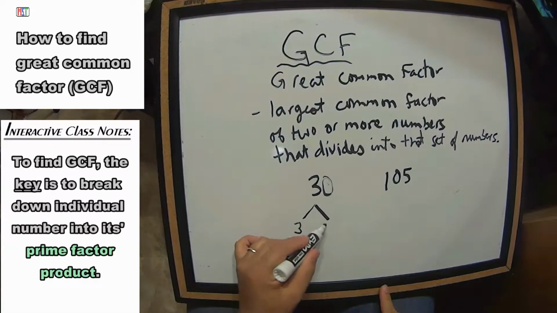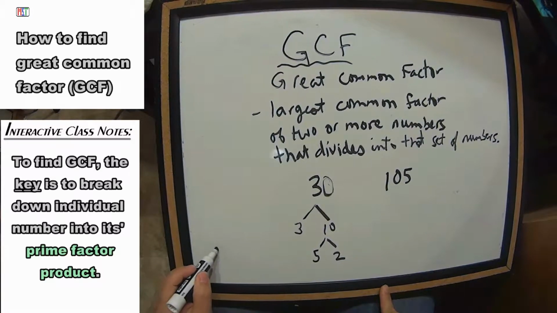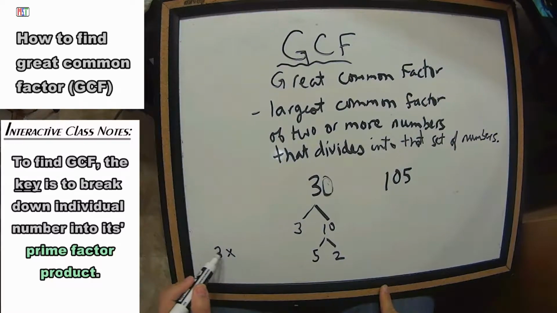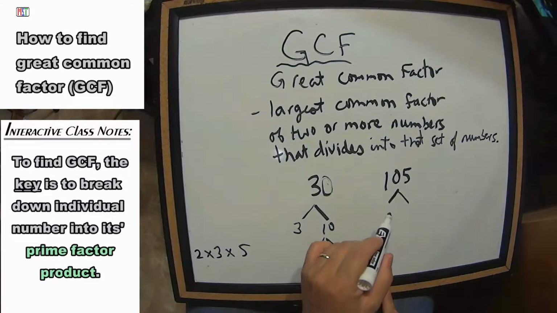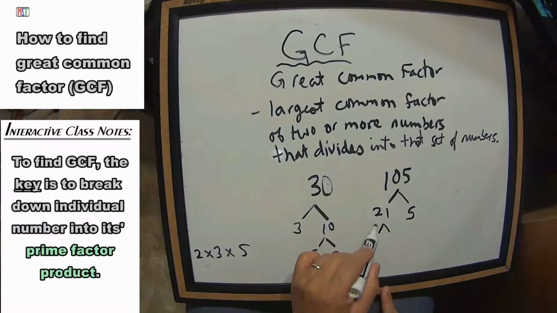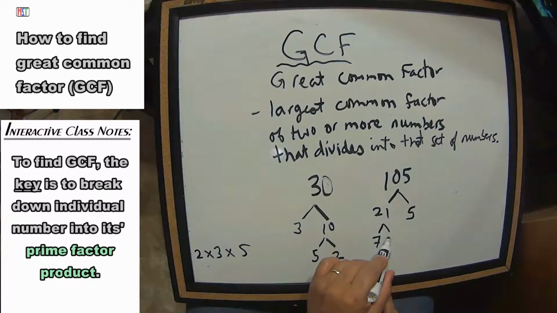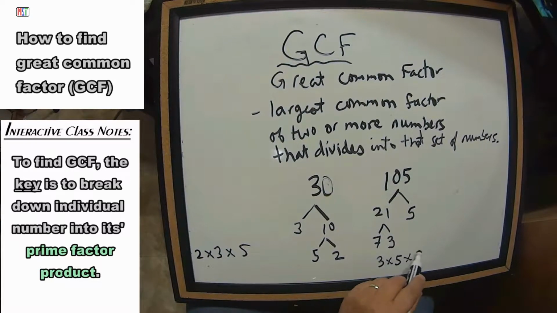Okay, so here we go. So we have a 3 and a 10, and a 10 can be divided into 5 and 2. So we have a product of factors. Let me just write in order here: 2 times 3 times 5 for 30. And then for this one, we have 21 and 5, and 21 can be divided into 7 and 3. And then if I write out its prime factor product, we have 3 times 5 times 7.